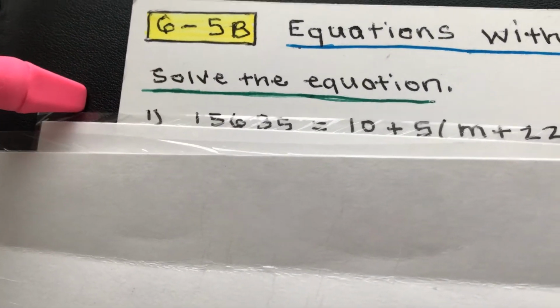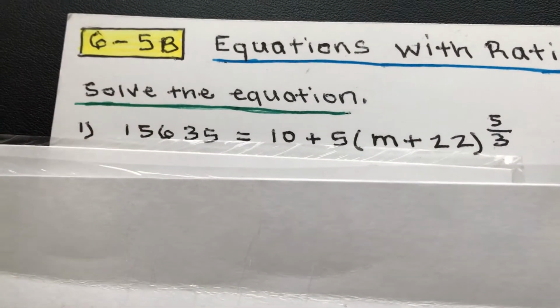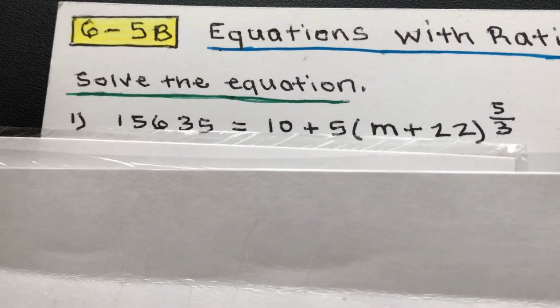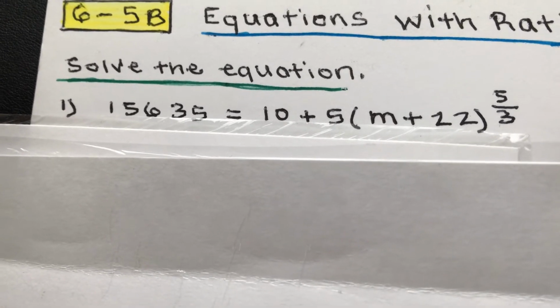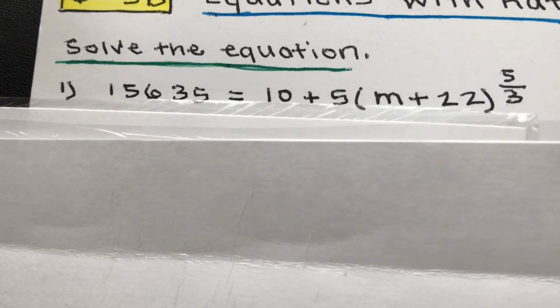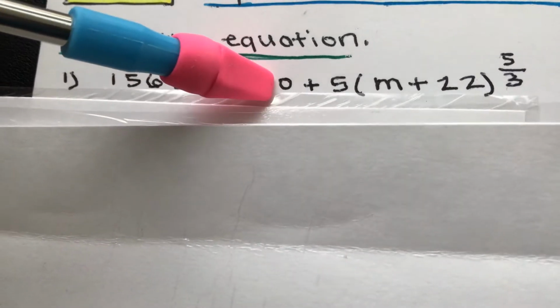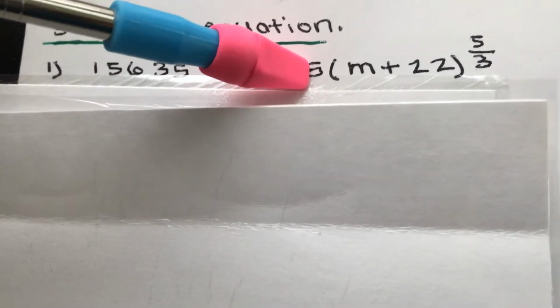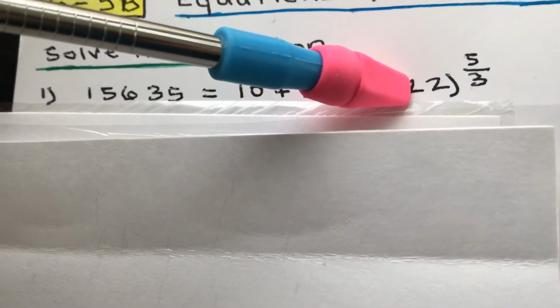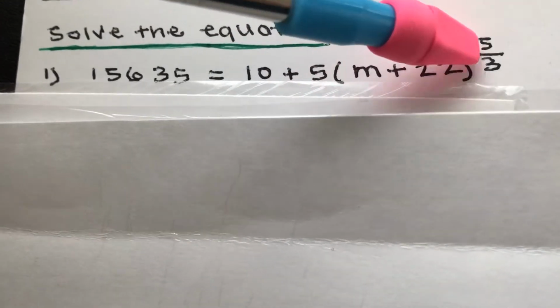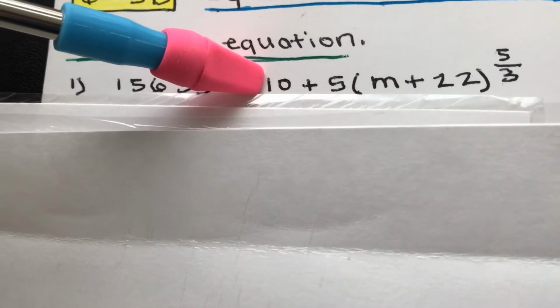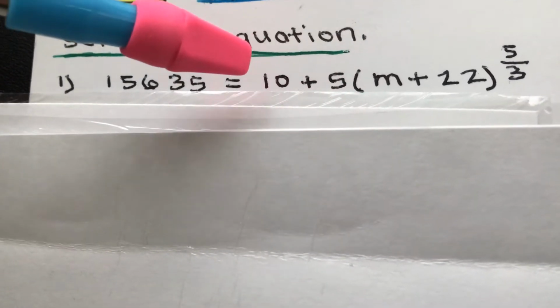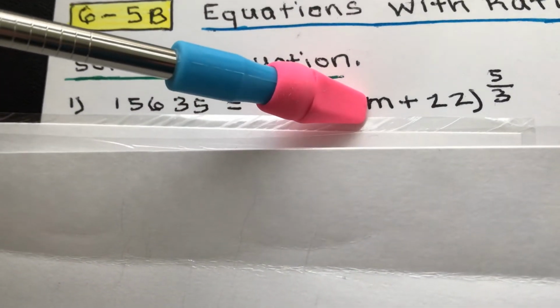And here's our first equation. Quite a big number there. You can get out your calculators if you'd like. Okay, let's solve this. I've got 10 on the outside. I've got 5 on the outside. 22's on the inside. We're going to do that last. 5/3, there's my rational exponent. Let's go ahead and get rid of that 10 before the 5 because 10 is farther away from m.